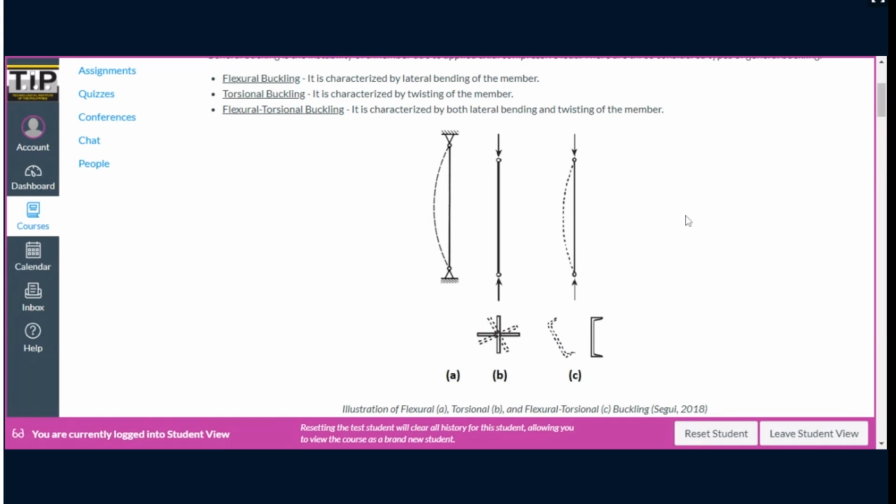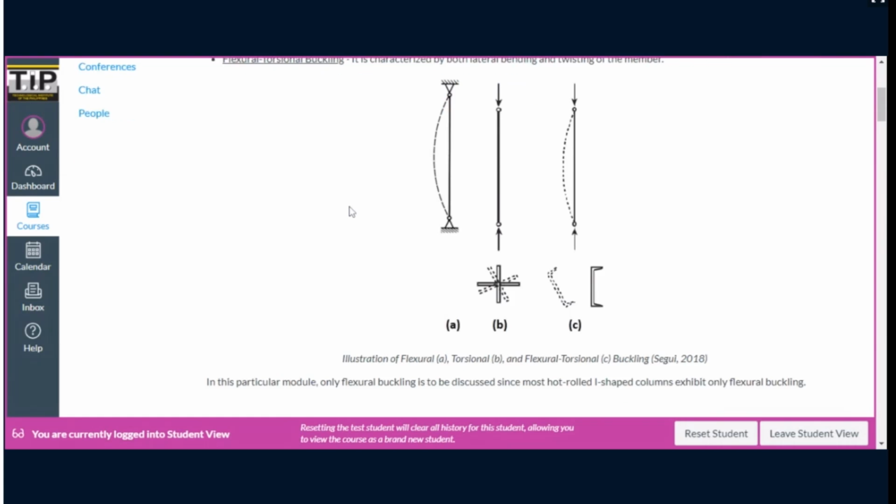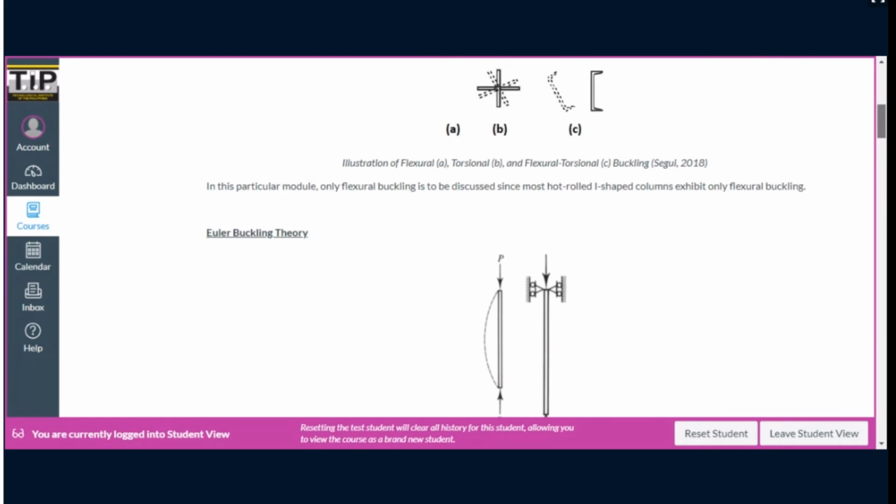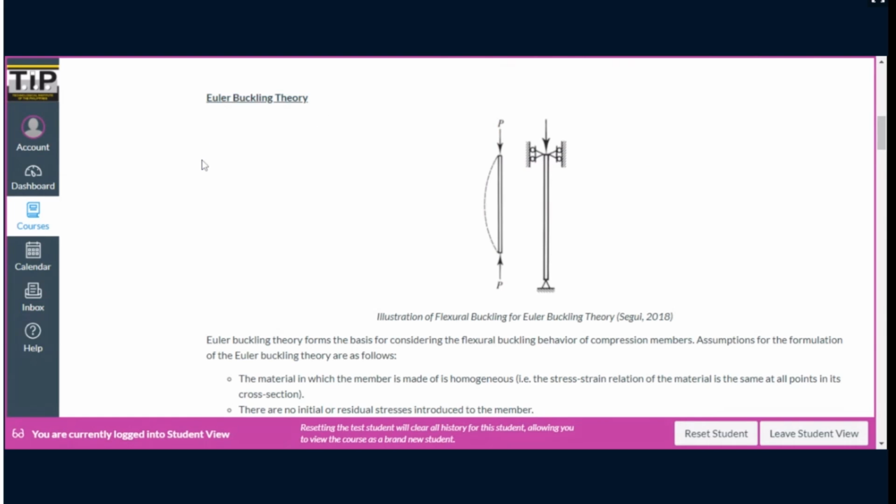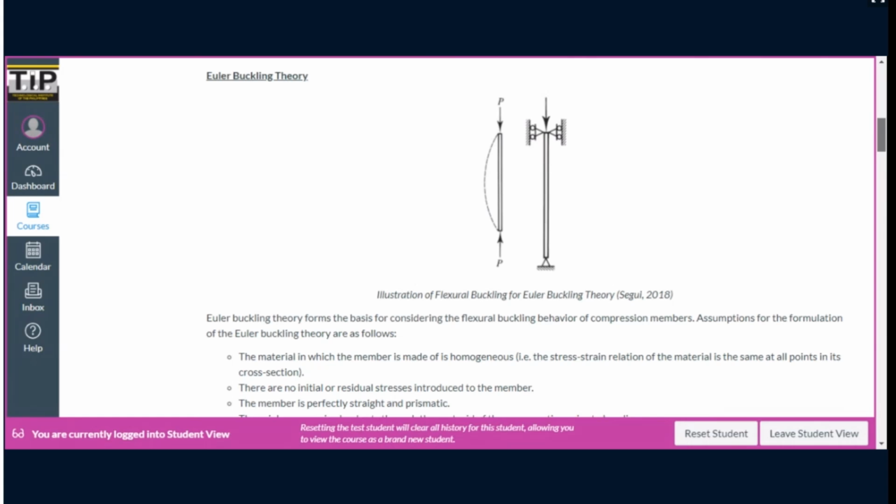In our module here, we will only be focusing on flexural buckling, precisely because the mathematics behind torsional and flexural torsional buckling are more complicated, so we will not be discussing those. So let us proceed. The general concept behind flexural buckling is governed by the so-called Euler buckling theory.